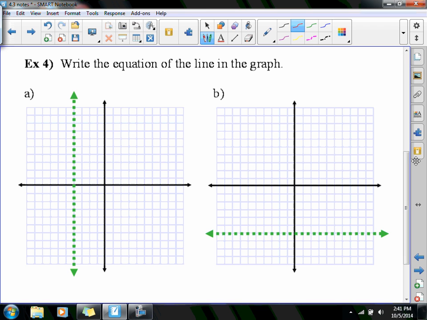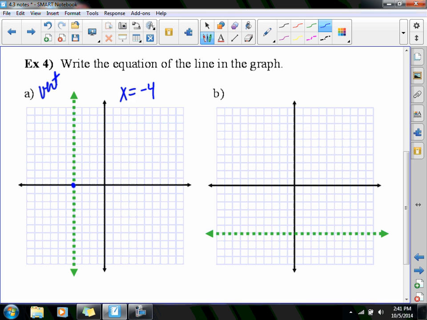Okay, now for example 4, this is our last example, and we're going to reverse the process here. They've given us graphs, and now they want us to write the equation for them. So I have one vertical line and one horizontal line. Part A here, this is a vertical line. It's going up or down. So I'm going to count where on the x-axis it's actually crossing. 1, 2, 3, 4. Looks like it's crossing at -4. So x equals -4. It's going to be the equation for my vertical line.